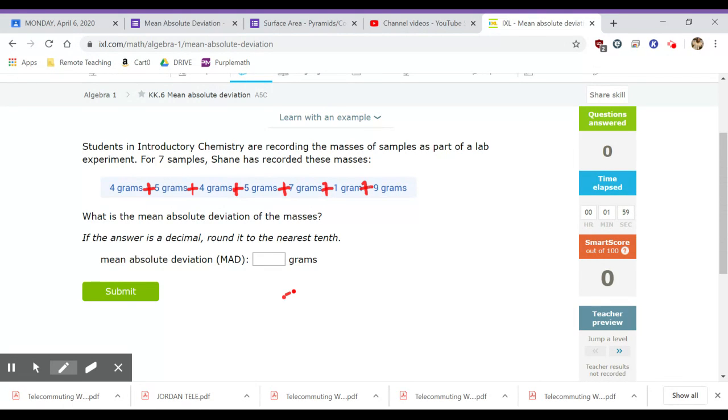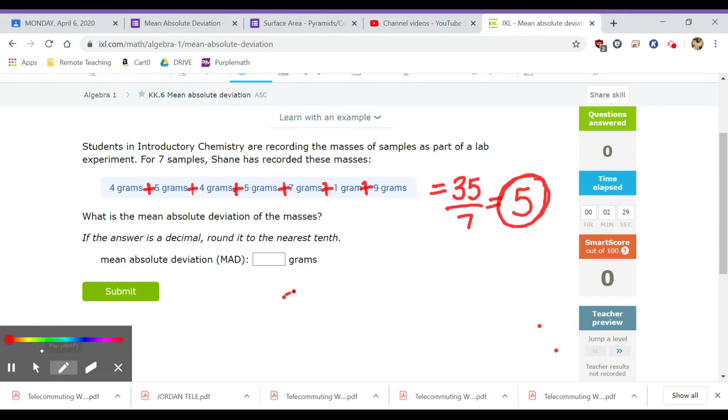Again, I'm going to have 4 plus 5 plus 4 plus 5 plus 7 plus 1 plus 9. That's going to give me 35. And then I'm going to divide by how many I have. I have 1, 2, 3, 4, 5, 6, 7. So I'm going to divide by 7. 35 divided by 7 is 5. So my mean is 5.